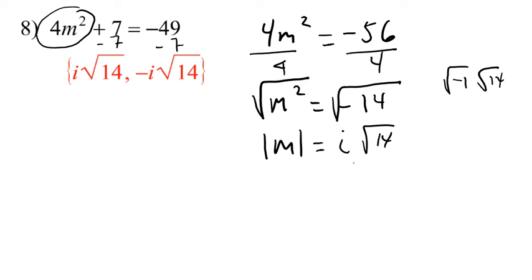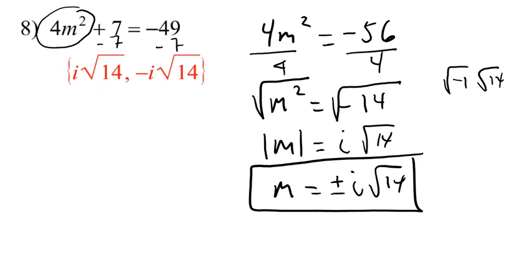Now we always get in the habit of putting the i in the front of the square root, because if we put it back here in the back, people might think it goes underneath the square root. So we always kind of put it in the front. So now we know that m is going to be equal to plus or minus i square root 14. And there is my answer.